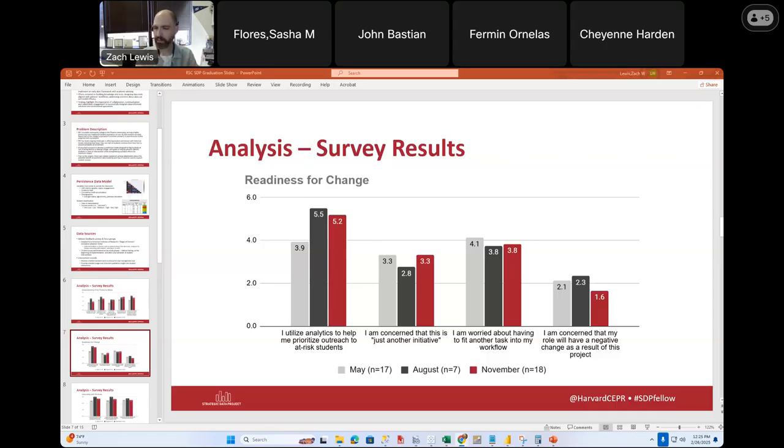So as an example of this, we're seeing average scores on items related to those negative effects on the advising role decreasing from 2.1 out of 7 in May to 1.6 out of 7 in November. That was important and encouraging to see, but I think it still indicates that additional work is needed to help reinforce the idea that this work is sustainable and can have a positive impact on the work of the advising team in their day-to-day operations.